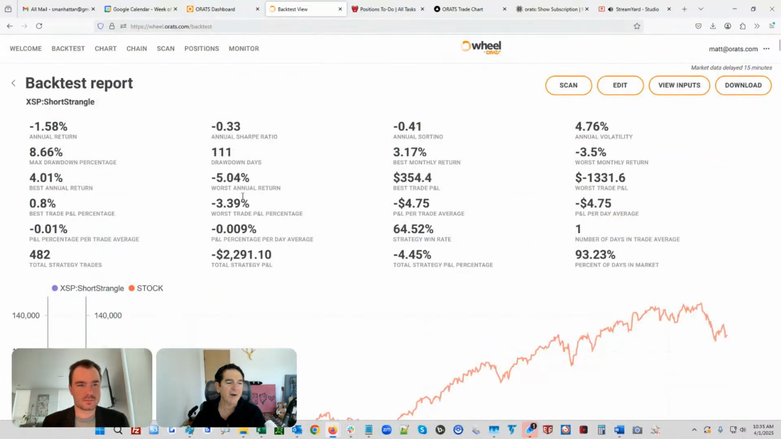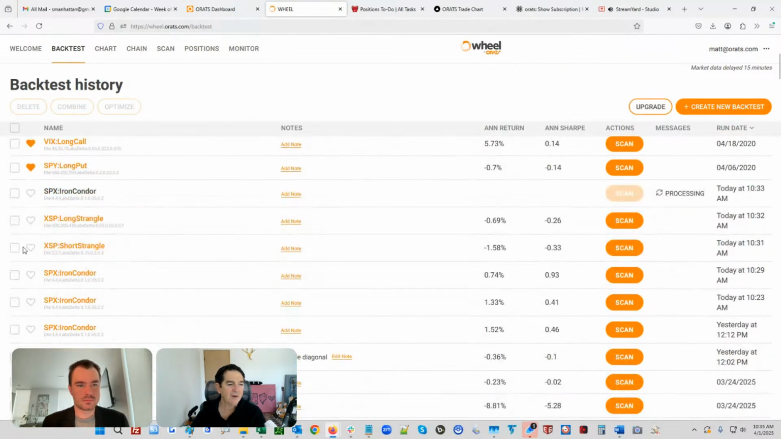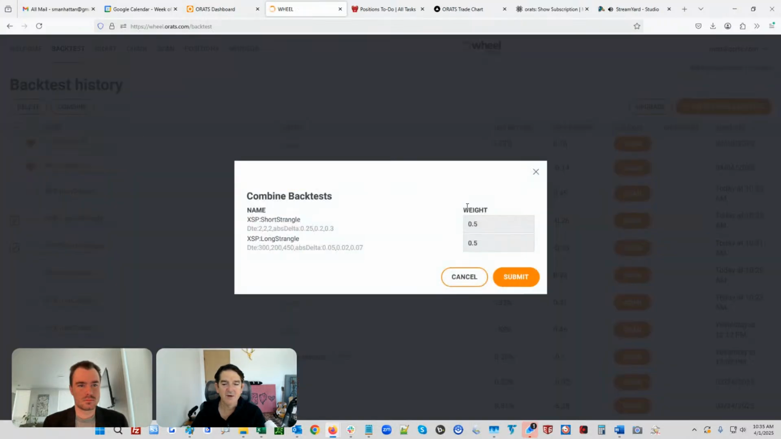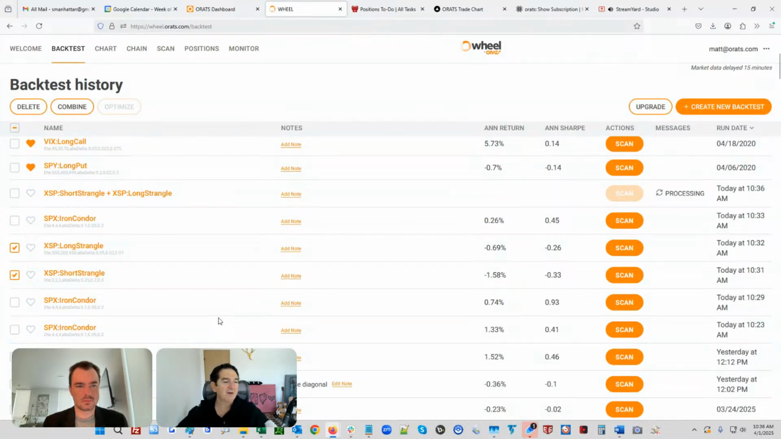And if you wanted to combine those two, you could say, okay, I want that short strangle with the long strangle, and the long strangle is supposed to lose money, but the short strangle has been so volatile lately. You could combine these, and I like to do it just one by one or half by half, and then submit, and that will run. And you can see how well they combine. So that's another really cool thing about the legacy tool, you could combine these to see what a portfolio might look like. Yeah, it's very neat.